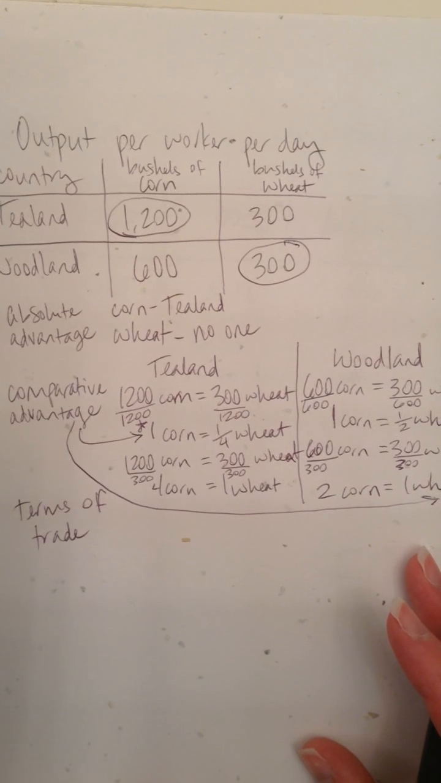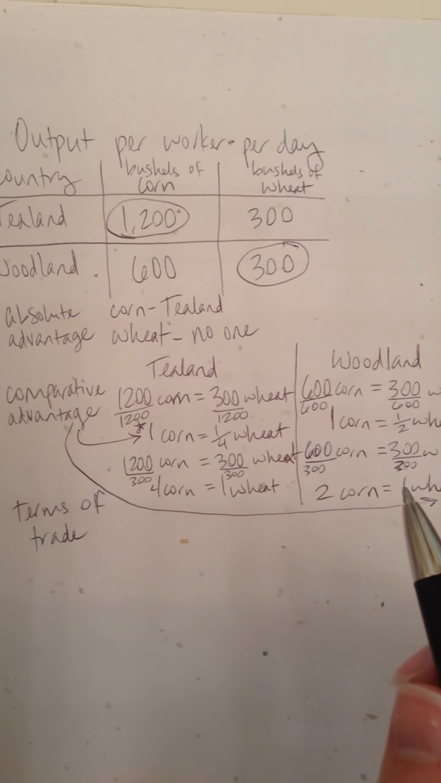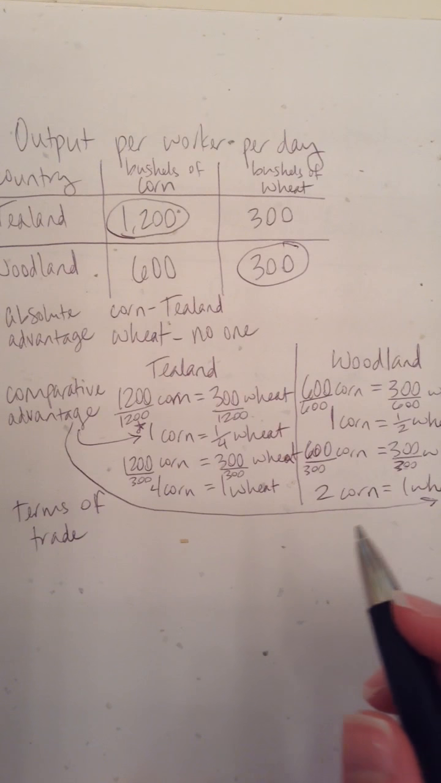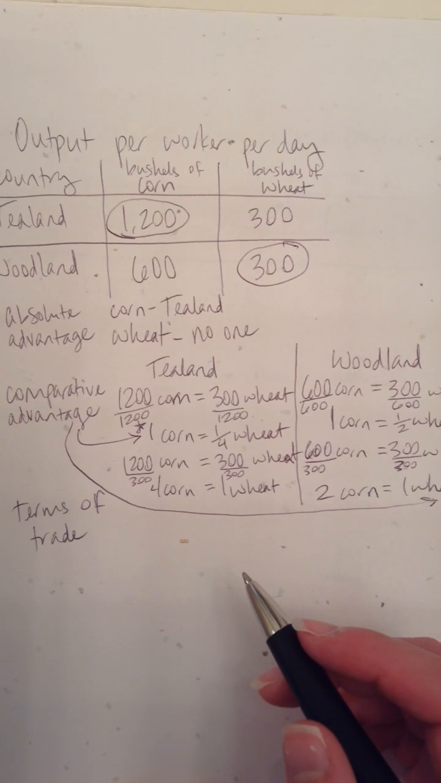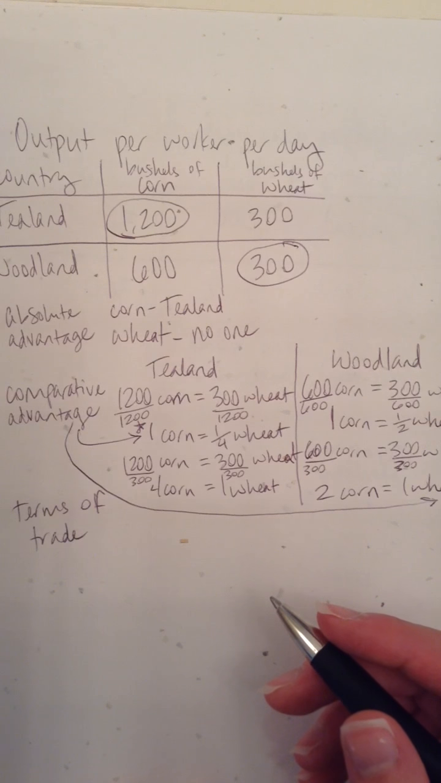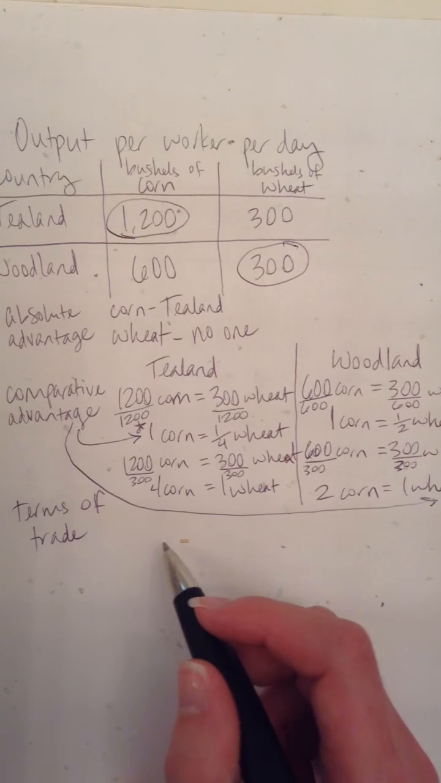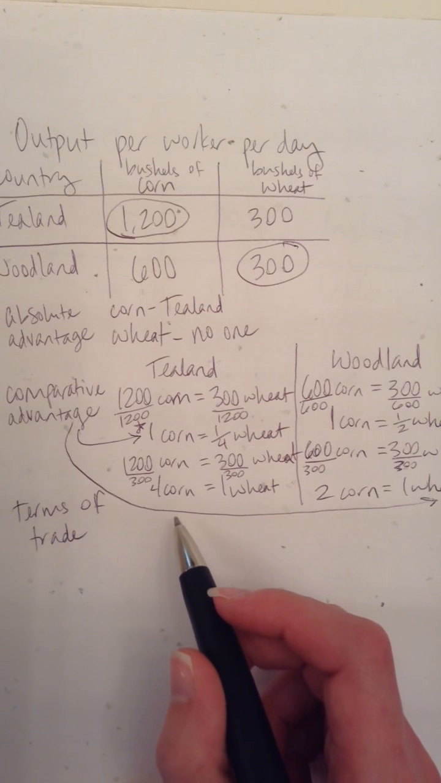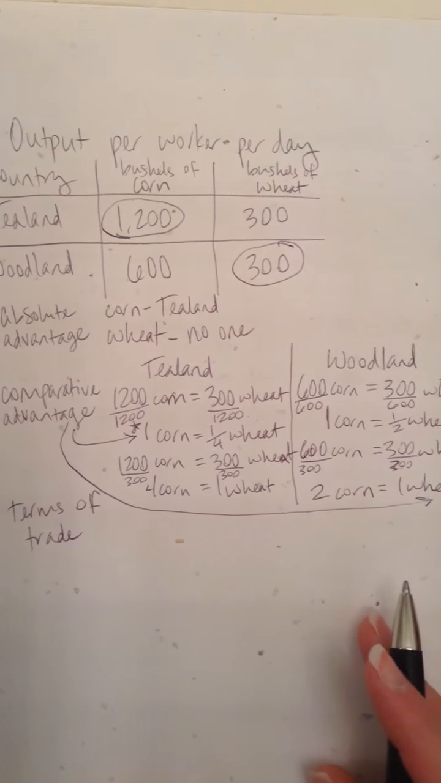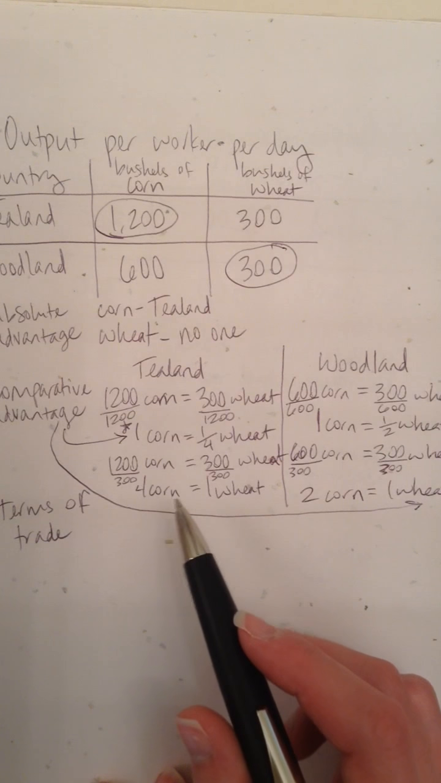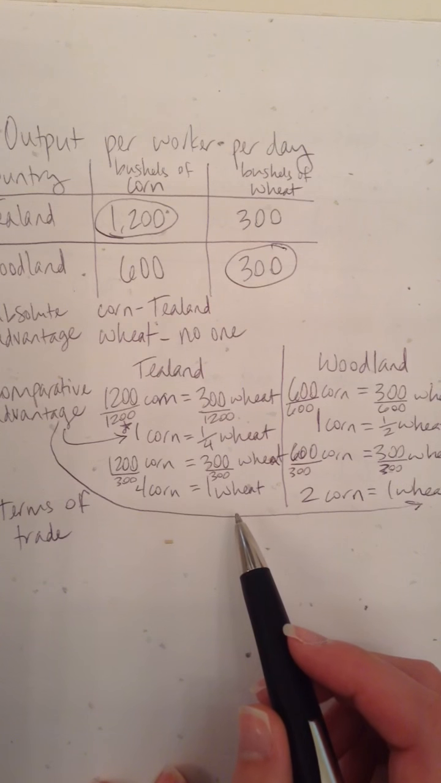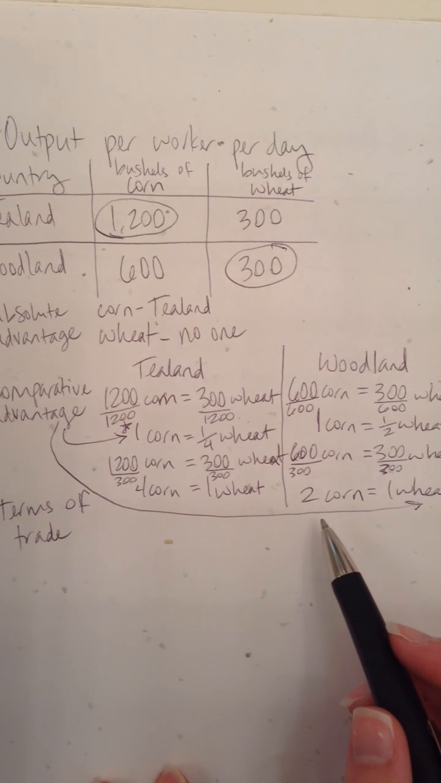Basically, with terms of trade, you want to choose a term of trade that is in between the opportunity costs of the two countries because that's going to be agreeable to both countries. So in this example, let's just focus on these last opportunity costs here, where we've got 4 bushels of corn as an opportunity cost for wheat in tea-land and 2 bushels in woodland.